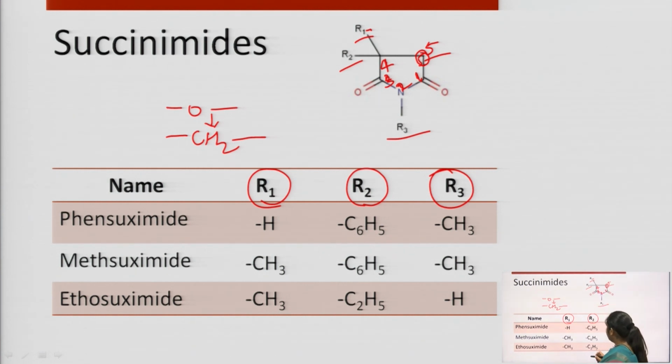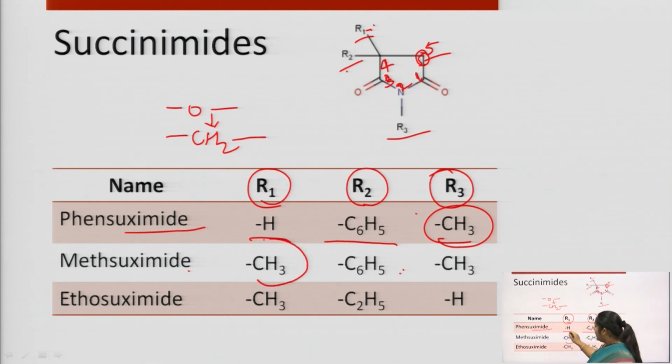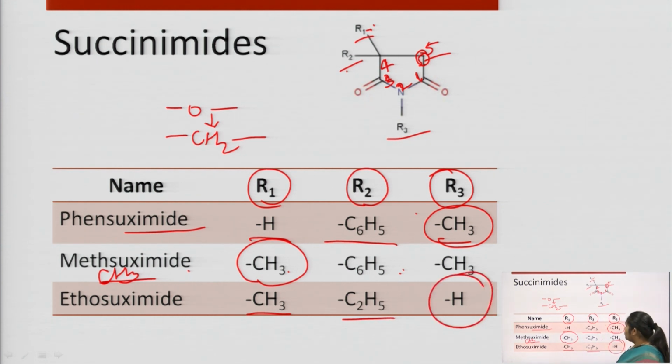In the case of phensuximide, we have substituted the nitrogen with CH3 and these two have one H and one phenyl group. In case of methsuximide, it is almost similar, the only point is again we have introduced the methyl group. In case of ethosuximide, we have CH3, C2H5, but the nitrogen is unsubstituted. So, these are the structural examples of succinimides.